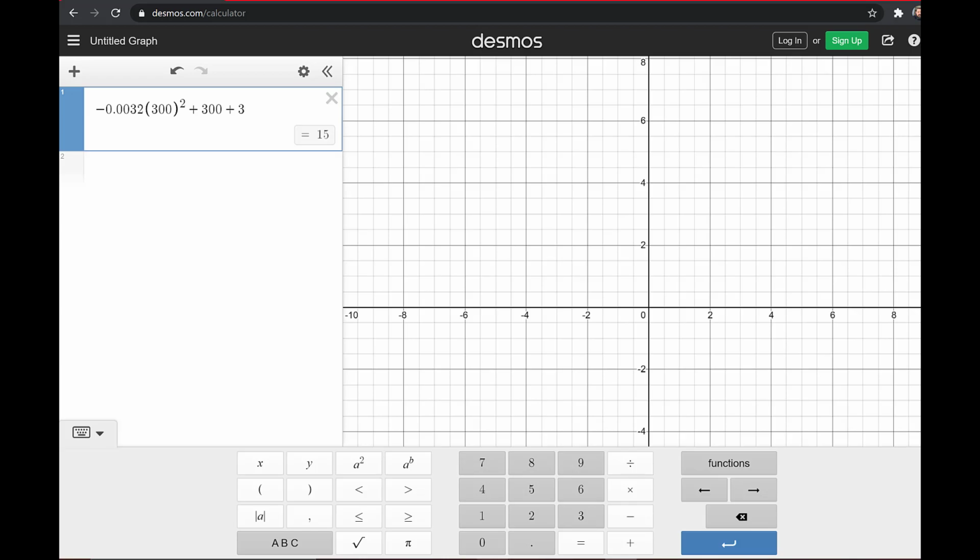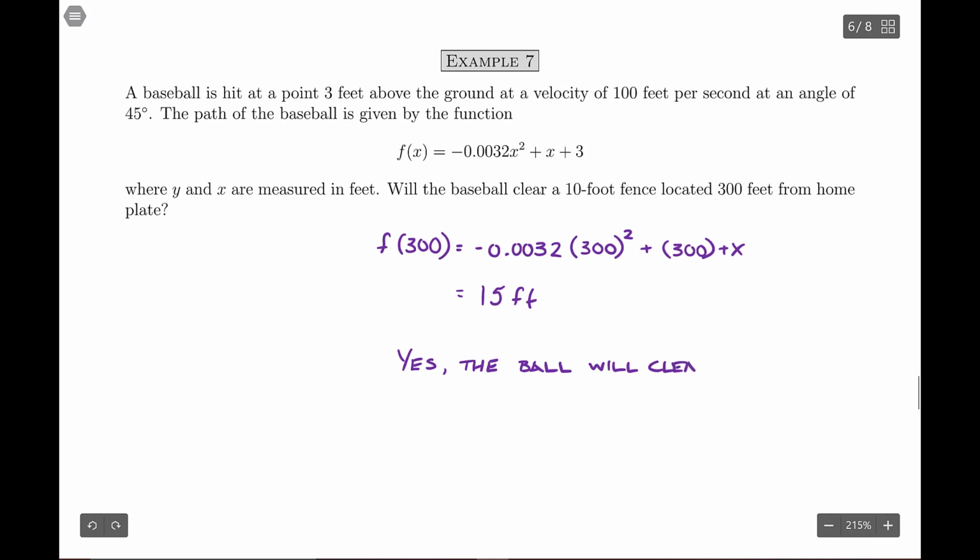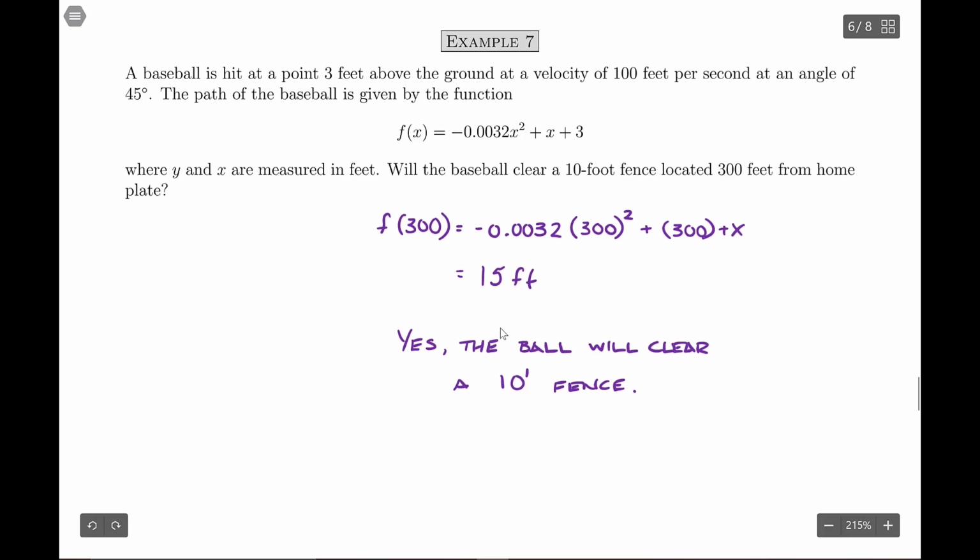So going back to our notes, when we simplify this expression, we get that f of 300 is equal to 15 feet. So the question says, will the baseball clear a 10-foot fence if that fence is 300 feet from home plate? Well, when the ball is 300 feet from home plate, it's 15 feet in the air. So it will clear a 10-foot fence. And there we go. So the ball will clear the 10-foot fence if it's 300 feet away.